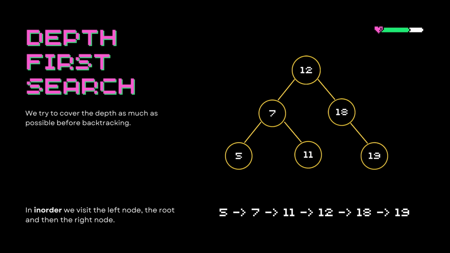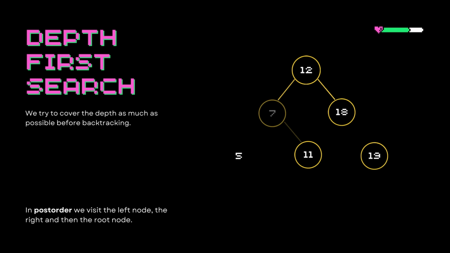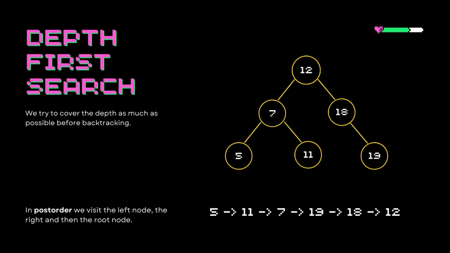In-order, we first visit the left node, the root, and then the right node. Pre-order. What's pre-order? We visit the root and then we visit the left and right node. Post-order, we visit the left node, right node, and then the root. Now, don't panic. I'll go into the depths of how these calls in recursion work.